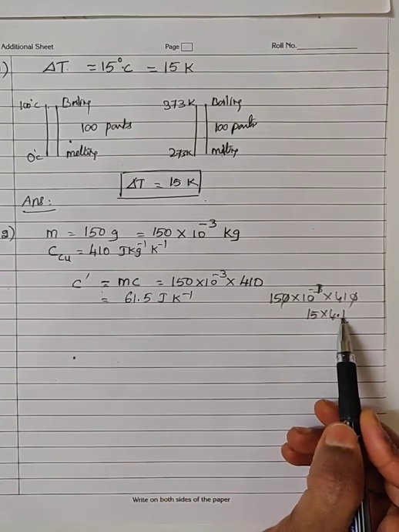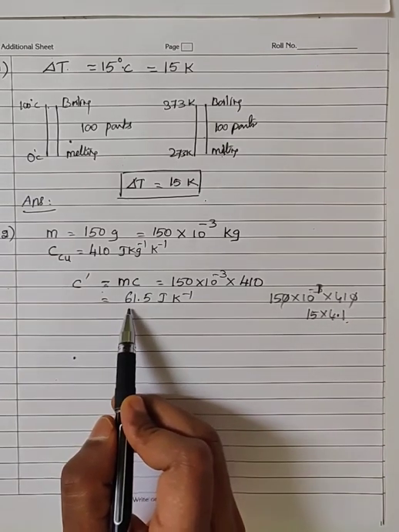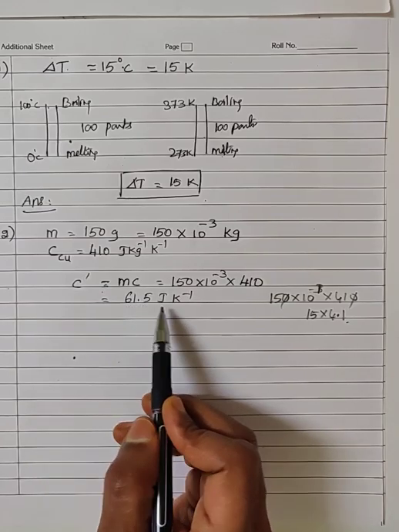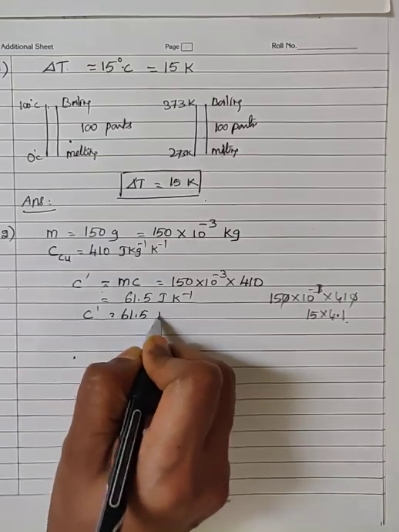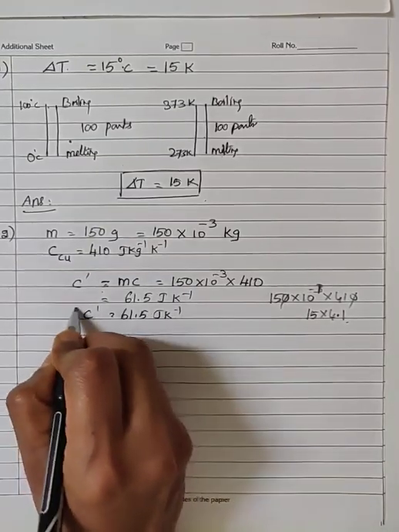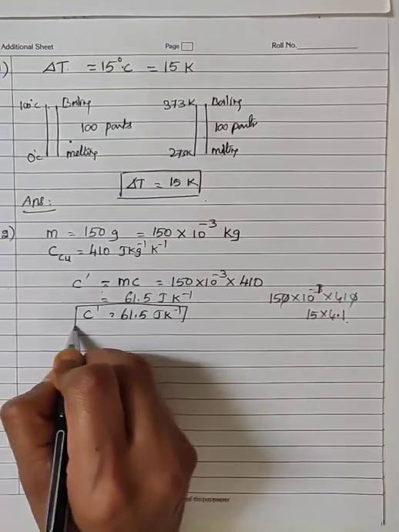After one digit you have to place the decimal point. So the answer is 61.5 joule per Kelvin. So C dash is equal to 61.5 joule per Kelvin. This is the answer for the first part of the question.